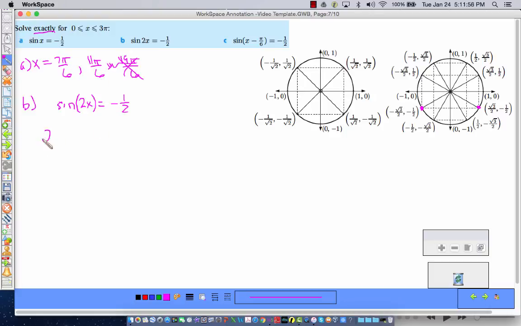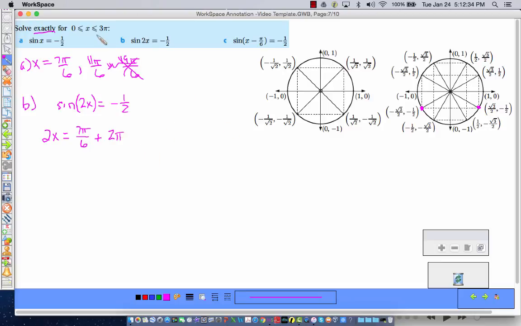So I need 2x to be equal to 7 pi over 6, because if it is, I'll have a true statement. Now, what we also have to consider is that if I start at 7 pi over 6 and make another trip around the unit circle, which is a distance of 2 pi units, I'll be right back where the sine is equal to -1/2 again. So I have to consider that. So I should say, oh, okay, so that would be plus 2 pi, right?